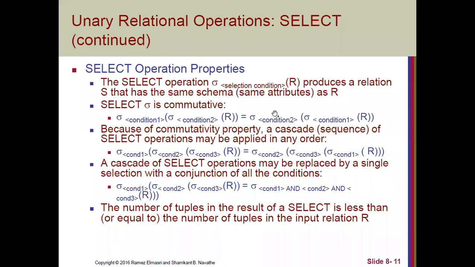That is called the commutative property, because we know commutative property means, let's suppose, x into y is equal to y into x, or 2 plus x is equal to x plus 2. Similarly here the order of the conditions does not make any difference, because it holds the commutative property. Because of the commutative property, a cascade sequence of select operations may be applied in any order. Let's assume we are talking not about two conditions, maybe you have more than two. The same principle will be applied. Any combination can be used. Either condition 1 is applied first, then 2, and then 3, or you apply 1, then 3, and then 2. It's up to you. That is why it is called a sequence or a cascade.